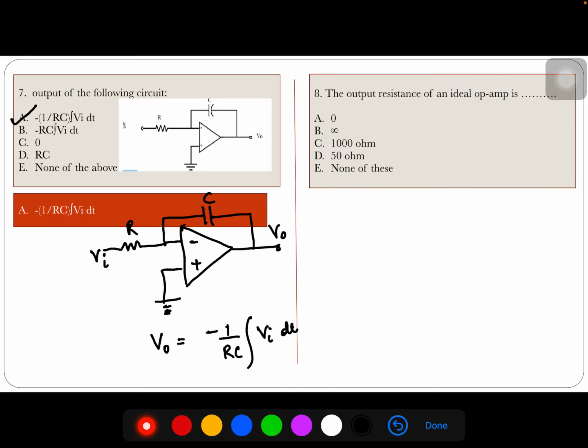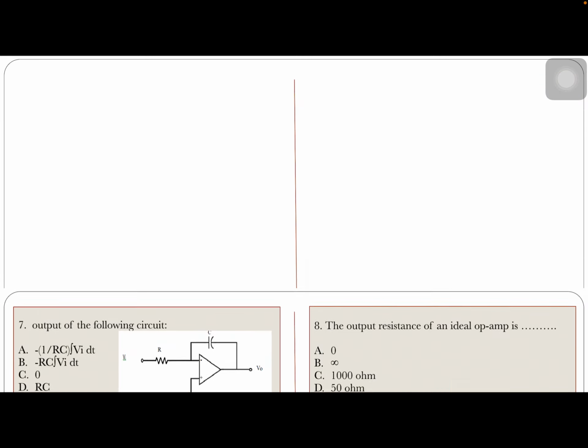Okay. Another question, the output resistance of an ideal op-amp. Now the input impedance was infinite because practically it was high. Output impedance of an op-amp is practically low. Therefore, ideally it will be zero. So the correct option is zero.